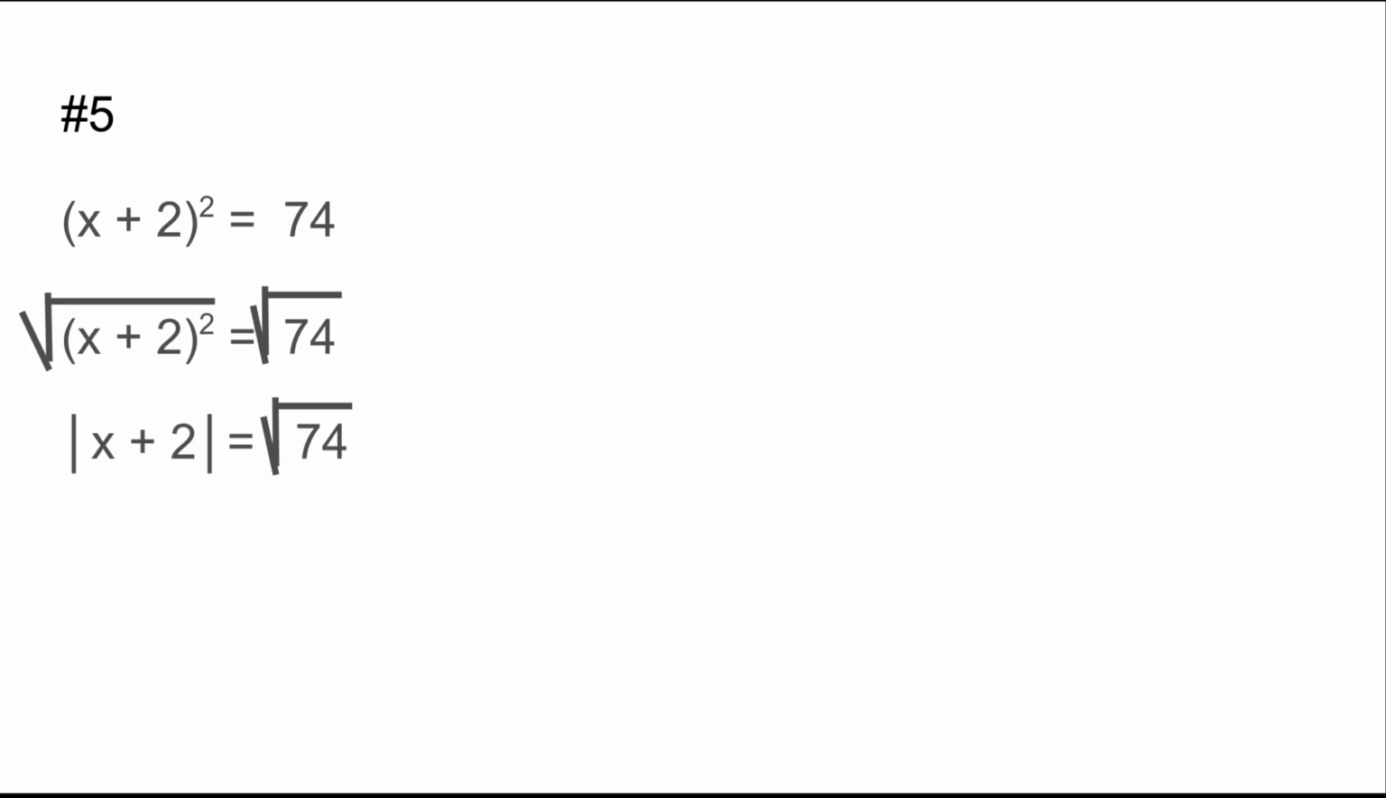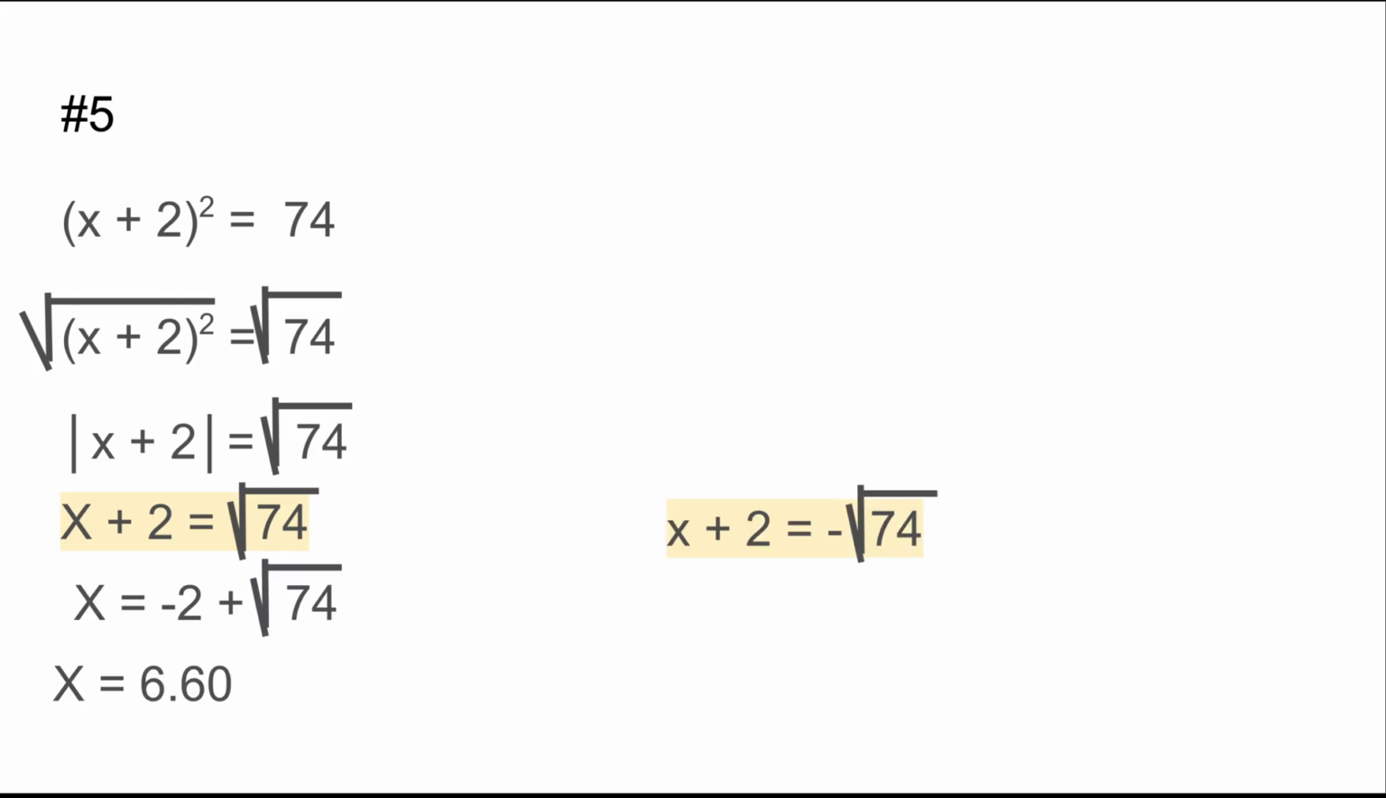So the absolute value of x + 2 equals the square root of 74. So far, everything's the same, except we don't have an even square. We're going to rewrite this: x + 2 equals the square root of 74. And then later, we're going to rewrite x + 2 equals the negative square root of 74. But don't let me skip too far. Now we're going to subtract 2.